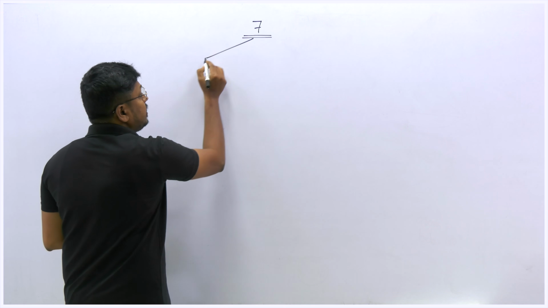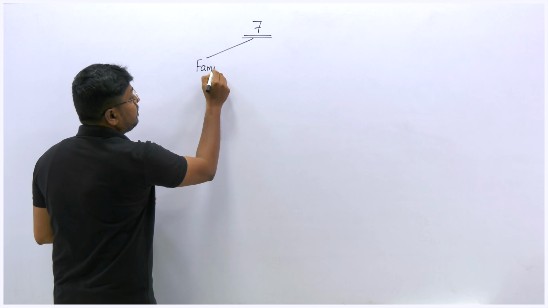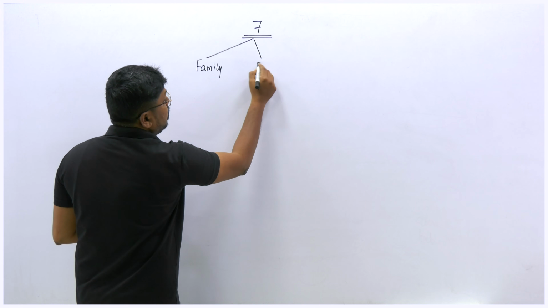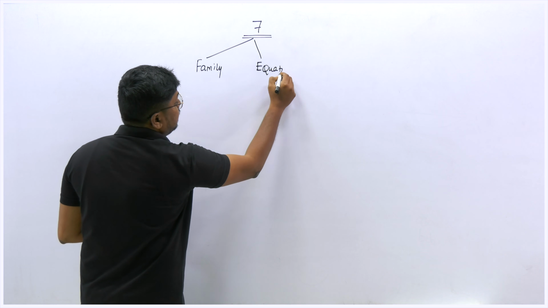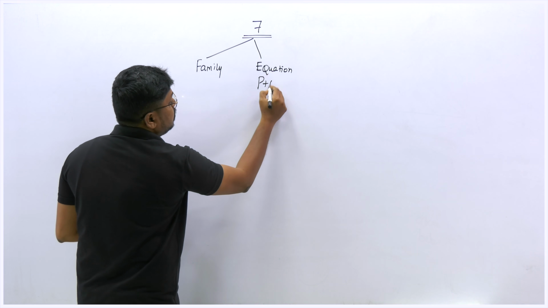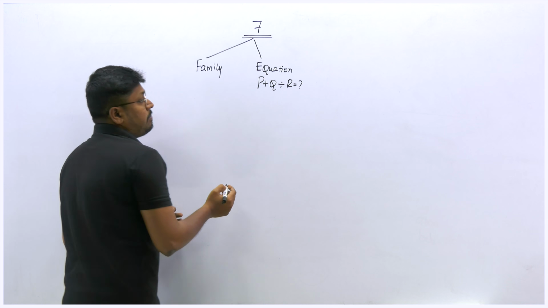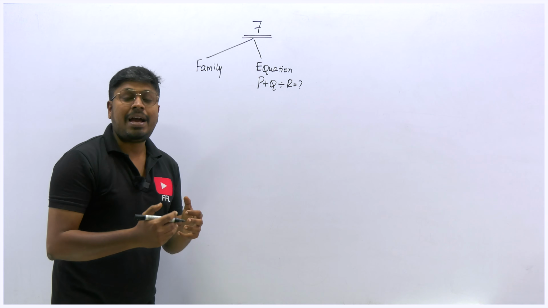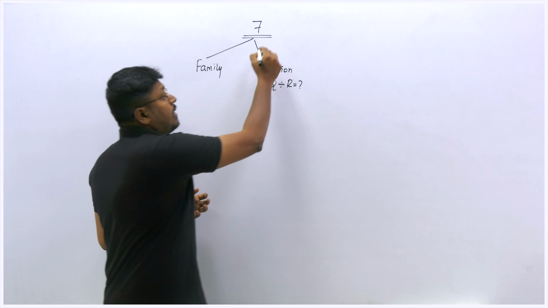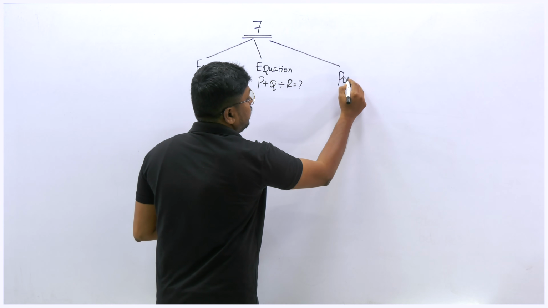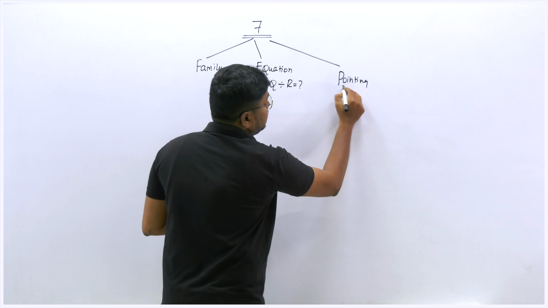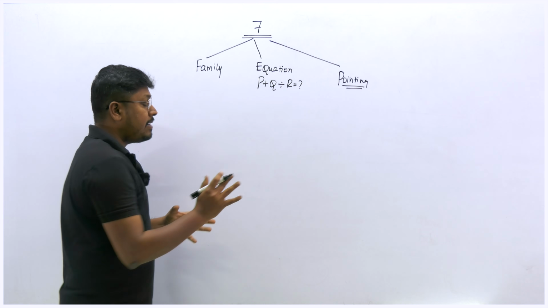One is a question based on a family tree. Second, it is based on an equation concept like P plus Q minus R divided by S equals question mark, where based upon an equation we have to draw a tree diagram. And the last is pointing to a photograph. So there are 3 model questions you can see on the topic blood relation.